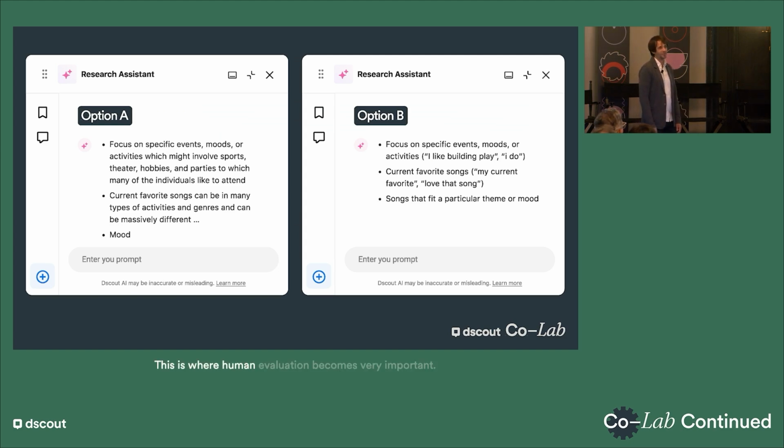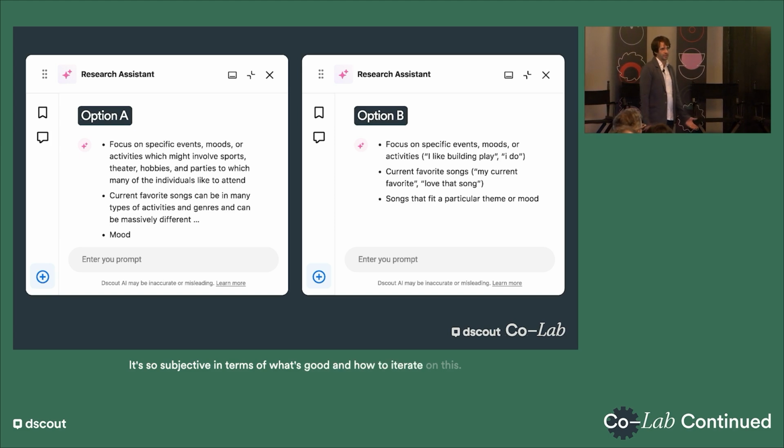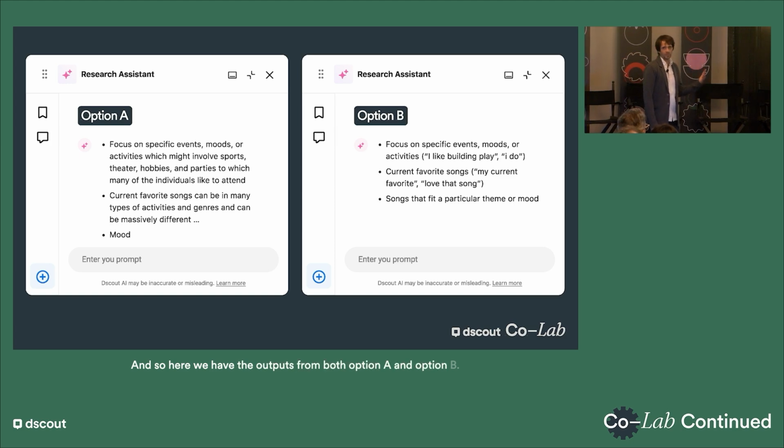This is where human evaluation becomes very important. And this is what's very different about working with LLMs compared to old AI, ML technologies. It's so subjective in terms of what's good and how to iterate on this. And so here we have the outputs from both option A and option B.